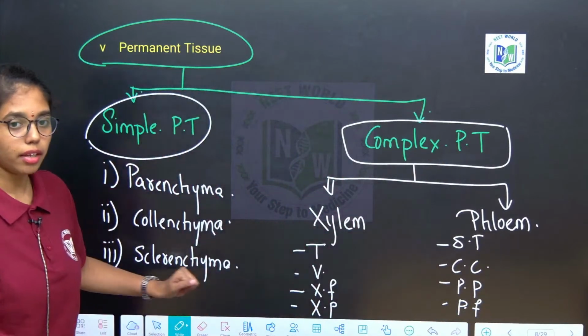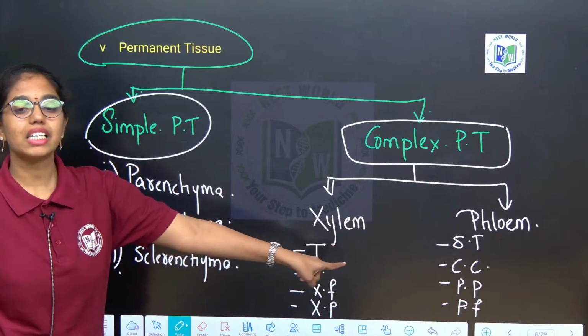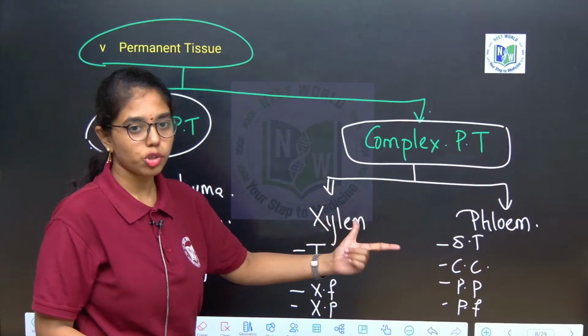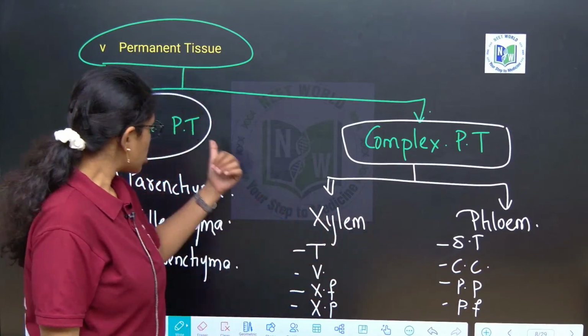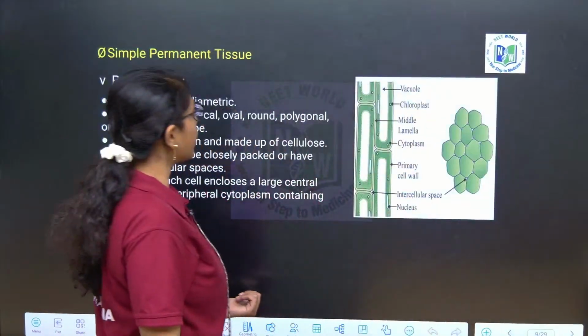Okay, so these are the four tissues. Remember that. This set of tissues you will see only in angiosperms. There are again exceptions for pteridophytes and gymnosperms, so we will talk about it. So this thing is clear to you, Noma. Now let us learn each and every tissue in detail.